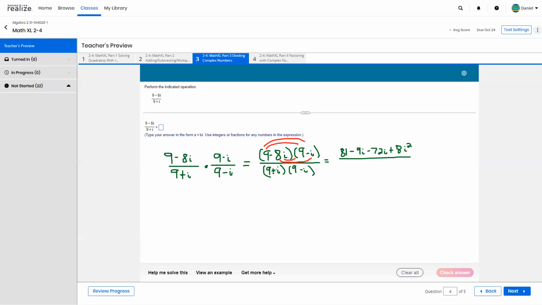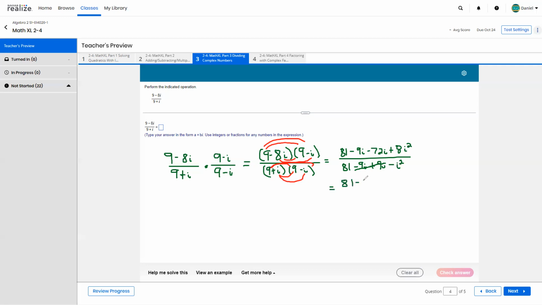On the bottom, if we FOIL, binomial distribution, 9 times 9, 9 times negative i, i times 9, i times negative i. So 9 times 9 is 81. Awesome. 9 times negative i is going to be minus 9i. 9i times positive 9 is going to be plus 9i. And then i times negative i is going to be minus i squared. Again, the whole point of multiplying by the conjugate is that now we've canceled out the 9i and the negative 9i.